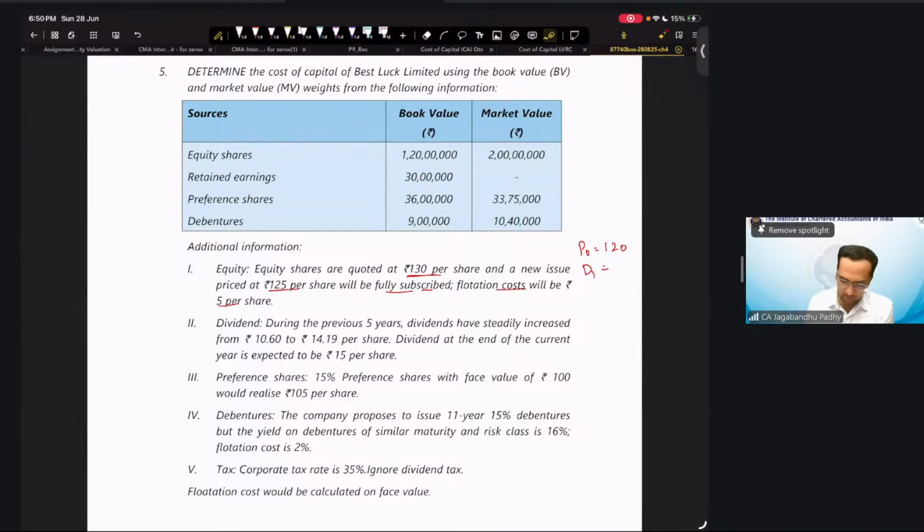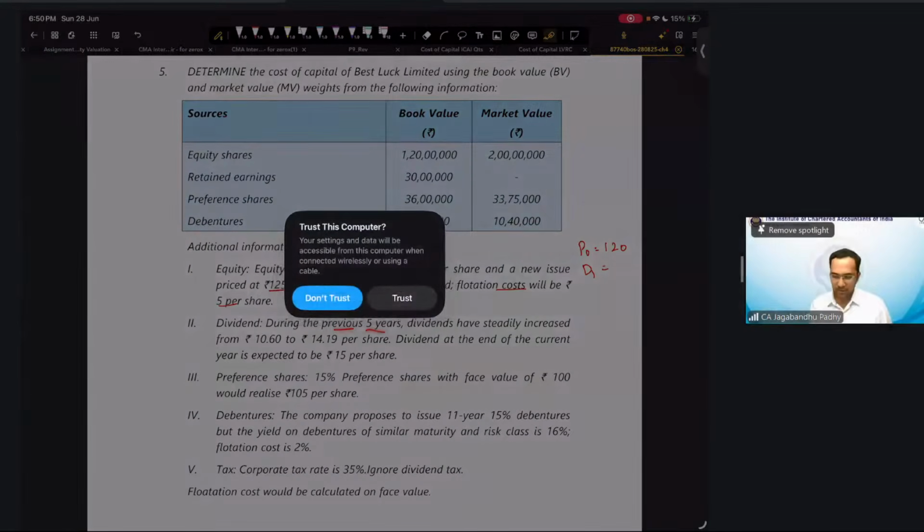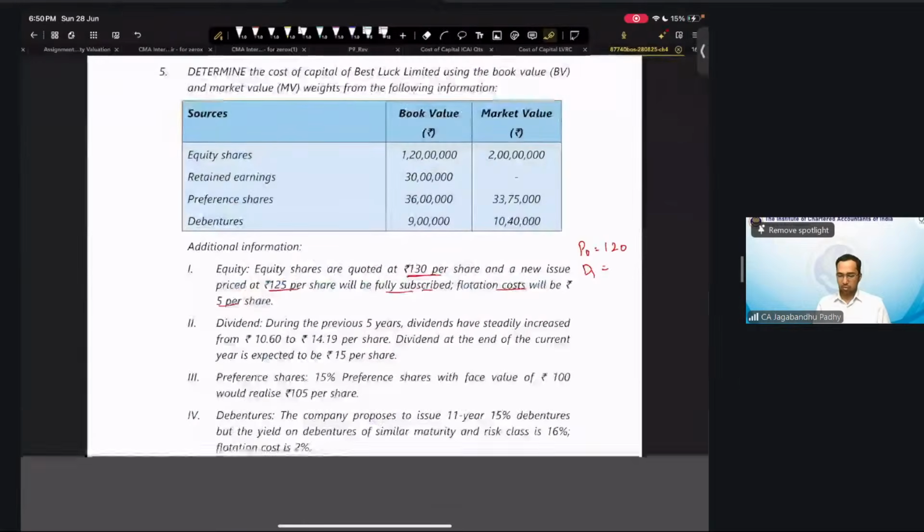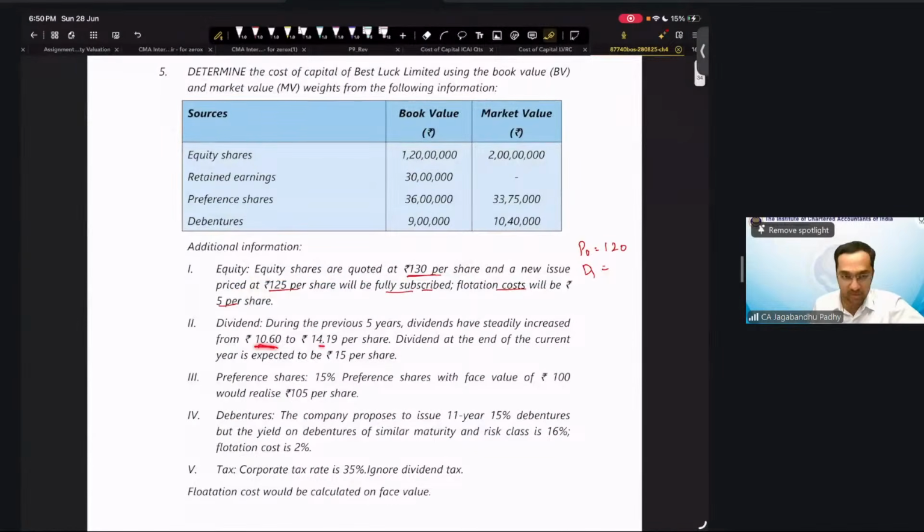Well, for D1, during the previous 5 years, dividend has consistently gone from 10.6 to 14.19. I think this type of thing we have done in my lectures, right, students? How to calculate the growth rate by observation and also by looking at the first year and the recent year value. So in 5 years, it has grown from 10.6 to 14. Dividend at the end of the current year is expected to be 15.